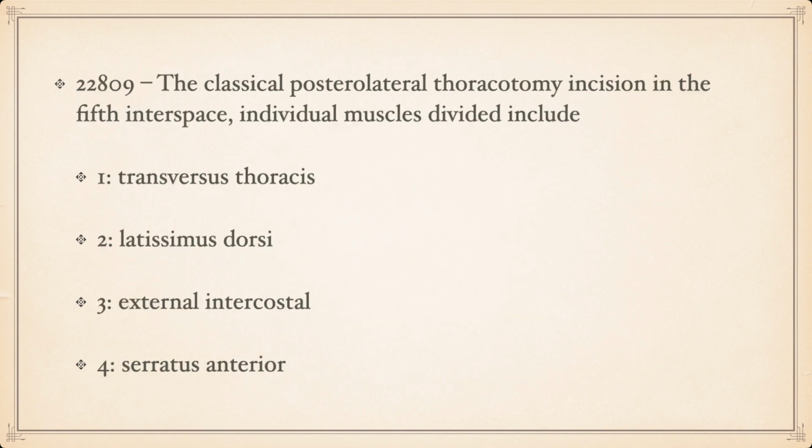Okay. The classical posterolateral thoracotomy incision in the fifth interspace, individual muscles divided include 1. Transversus thoracis, 2. Latissimus dorsi, 3. External intercostal, and 4. Serratus anterior. Quickly let you go through those.